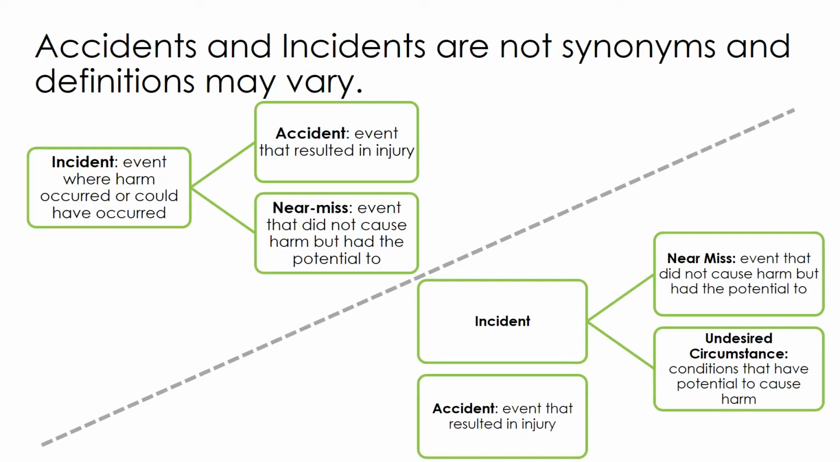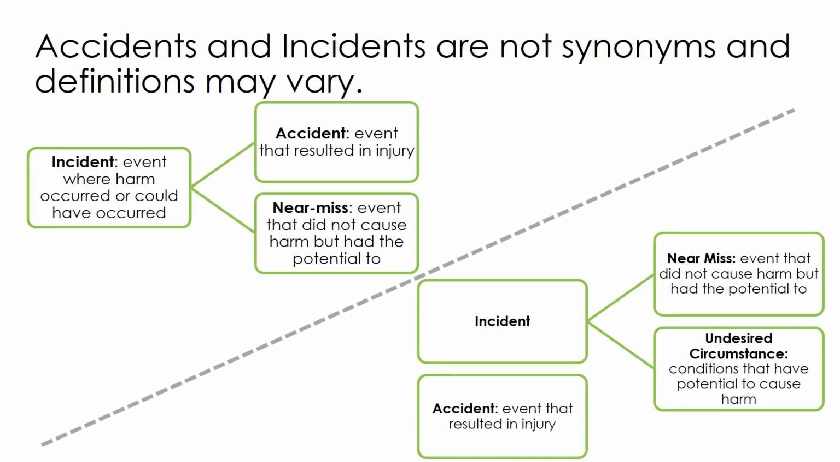Accidents and incidents are not synonyms, and definitions may vary. In the first schematic, accidents and near misses are both viewed as a type of incident, where the second scenario views accidents and incidents as two kinds of events. At Embry-Riddle, we use the second definition, where incidents can refer to a near miss, which is an event where someone almost got hurt, or an undesired circumstance, which are circumstances that could lead to harm.